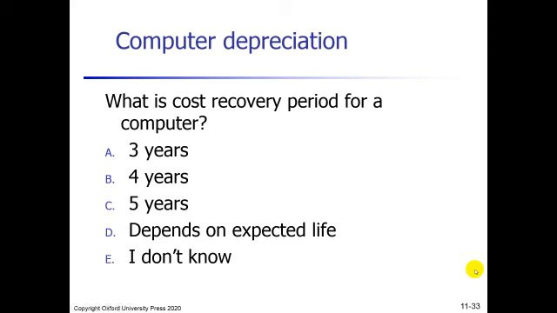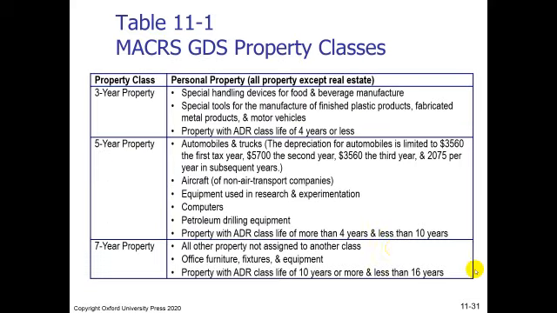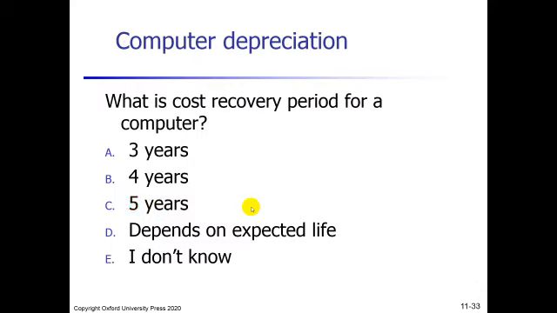So if we were in class, I would give you a top hat question. What is the cost recovery period for a computer? So you go back and you can look here and you see that computers are in a 5-year property class. Now, that doesn't mean that your computer is necessarily going to last 5 years. You might have a computer that only lasts 3 years. You might have a computer that lasts 7 years. But on average, you get to depreciate it over a 5-year period, assuming you don't have 100% bonus depreciation. So the correct answer there is 5 years.